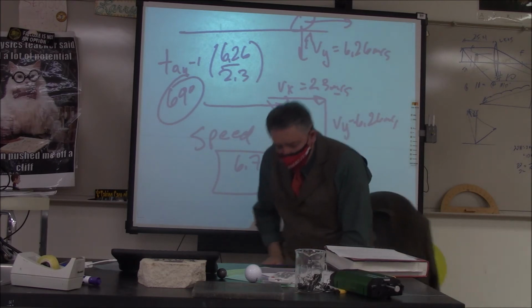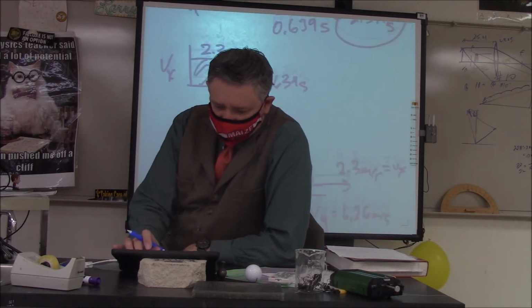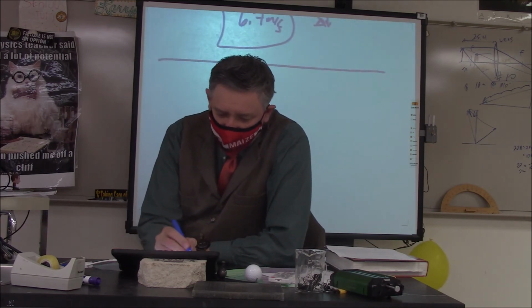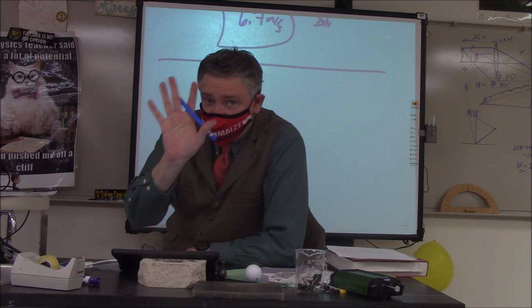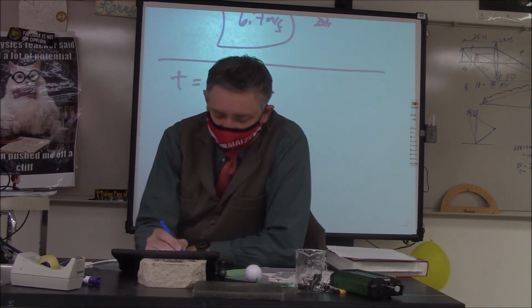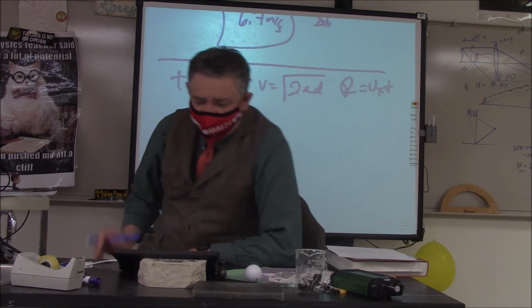Now, let's play the what if game. There are two ways you can think this through. Here are the big equations with lemming problems. There are three equations. Time equals the square root of 2d over g. V equals the square root of 2ad. And r equals Vx times time.